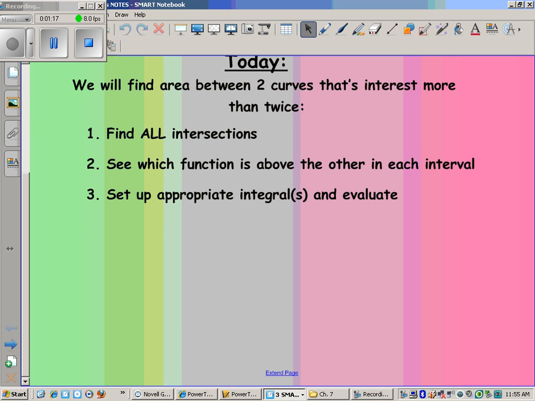Okay? My third step is I want to set up an appropriate integral and evaluate. So maybe if they intersect 3 different places, right? You have 3 different areas, I need to do 3 different integrals. Maybe from 1 to 3. Then from 3 to 5 is going to be something different. And then from 5 to 7 is going to be a different integral. Okay, so I have to set up the appropriate integral and evaluate each of those.